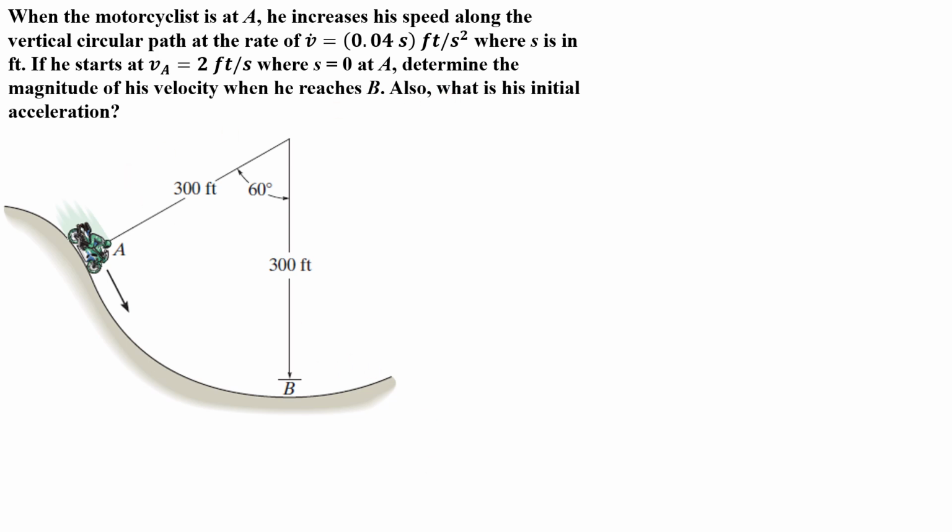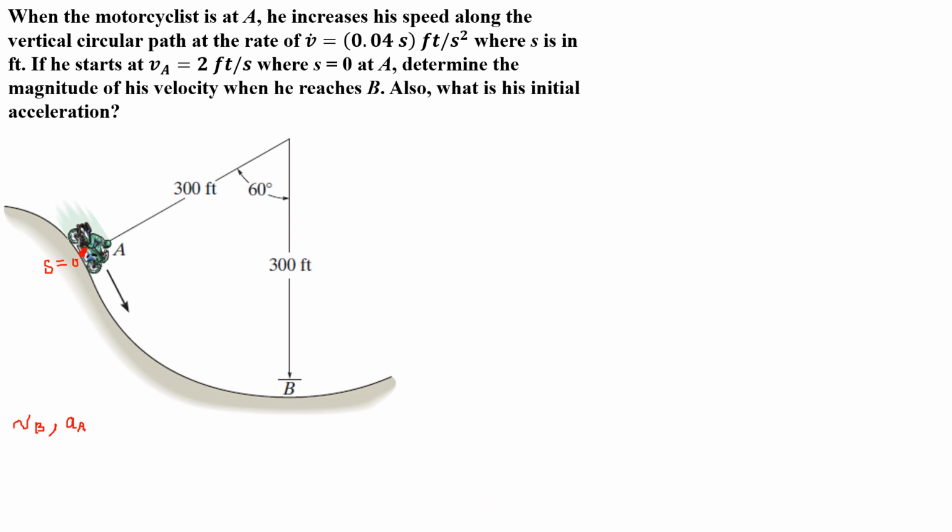So now we need to find VB, and I need to find a at point A, which is our initial acceleration. Here at this point, s is 0, and he is going to follow through this arc. Okay, now what do we have here?